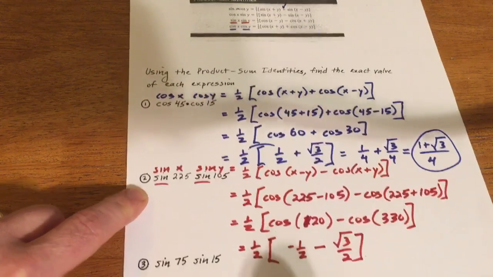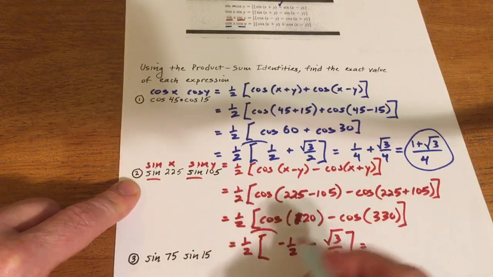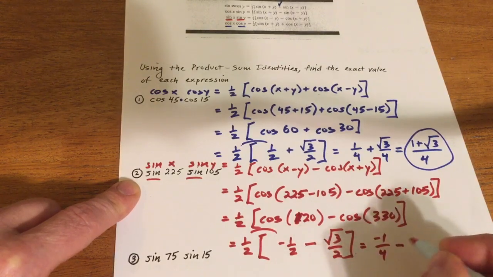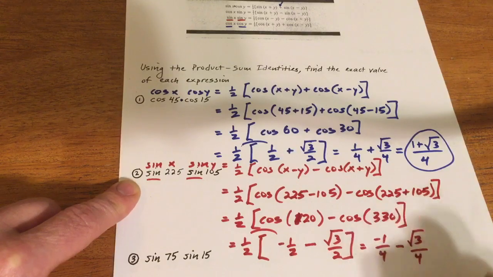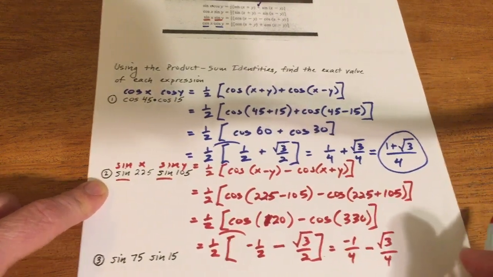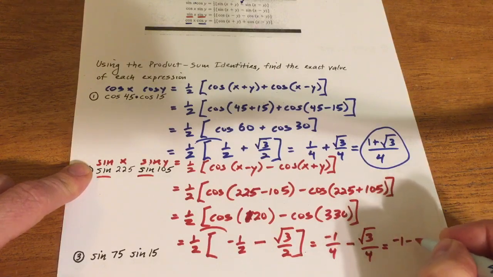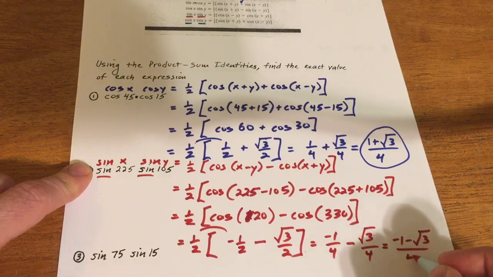Now let's perform our distributive property. Multiplying here, we're going to end up getting 1 times -1, -1, denominator 4, minus 1 times square root of 3 is square root of 3, denominator 4. And now we can combine these together with a common denominator: -1 minus square root of 3. Denominator stays the same.